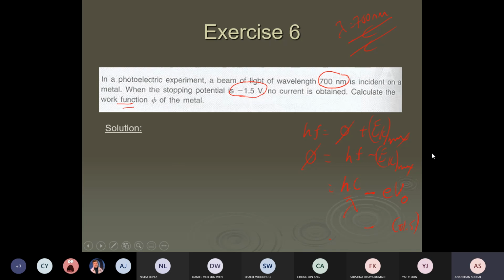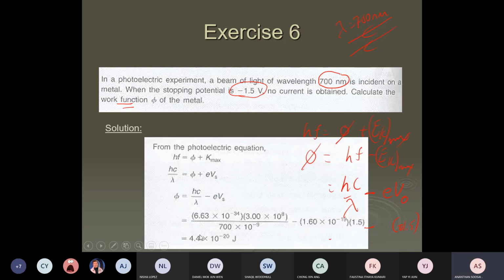This is the technique you heard. Remember, right? This is what you thought of, right? So hf equals work function plus E_k max. Make the work function the subject. eVs, the eVs, just put 1.5 to get the work function. Okay, good. So hope you got the idea. So go to the next one.